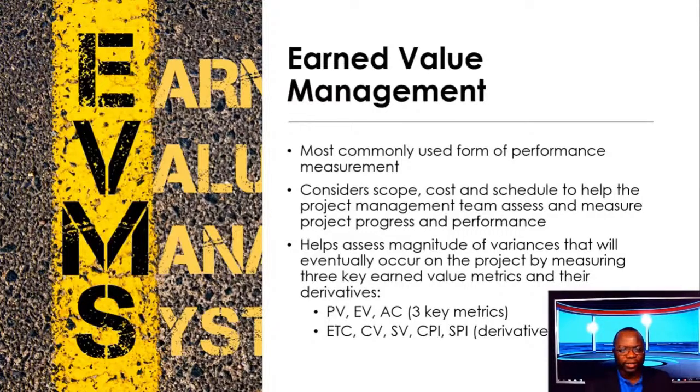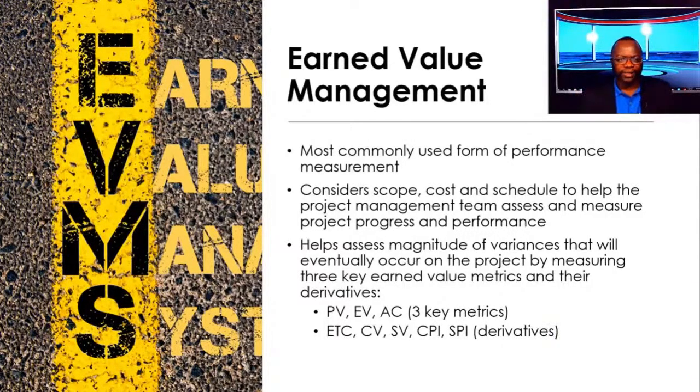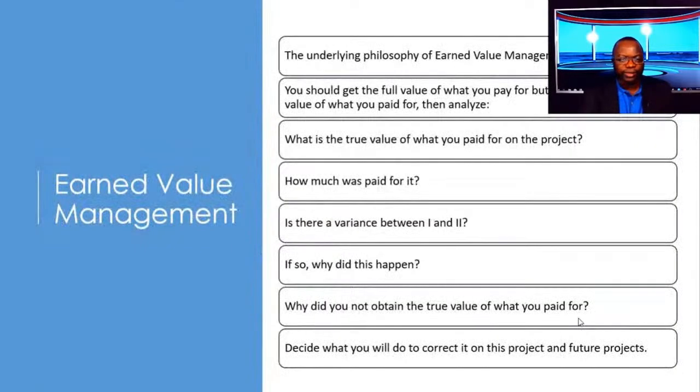And let me just get this image out of the way so that you can better see the slide. But what you're seeing there is ETC, CV, SV, CPI, SPI, which are derivatives of the 3 key metrics, PV, EV, and AC. Okay, I'm going to break this down further, but right now this is the top of the waves. You know, we're just trying to get you into the right zone so that I can accelerate this and move into the harder areas.